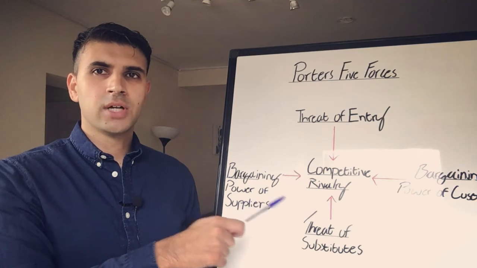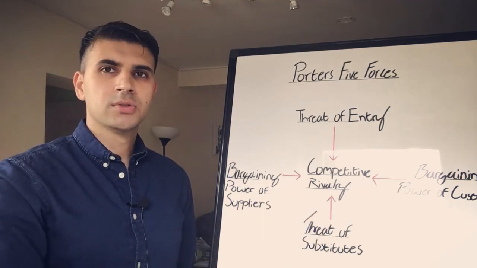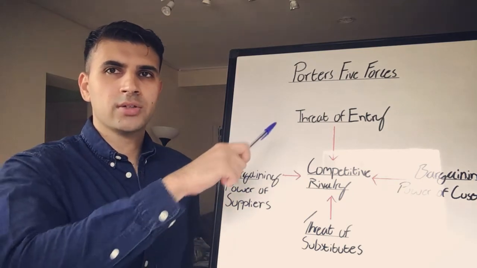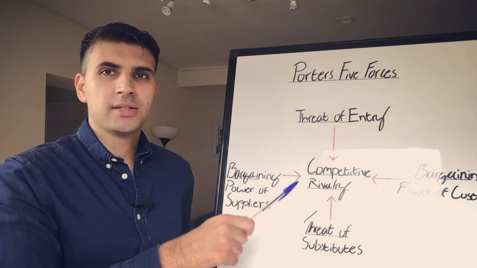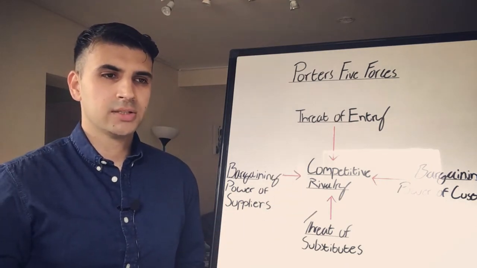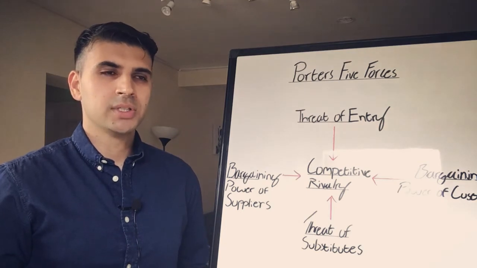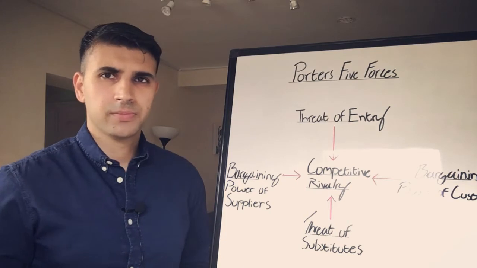We have competitive rivalry in the middle, then we have bargaining power of customers, threat of substitutes, bargaining power of suppliers, and threat of entry. Now, if the surrounding forces are really strong, the competitive rivalry will also be strong. In this instance, if the competitive rivalry is strong, the market will be deemed less attractive. I'll begin by explaining competitive rivalry.